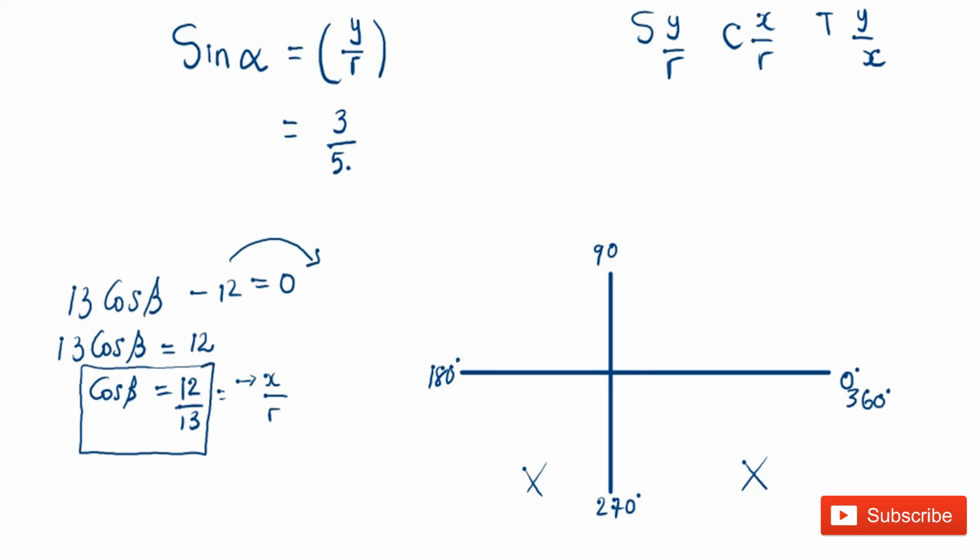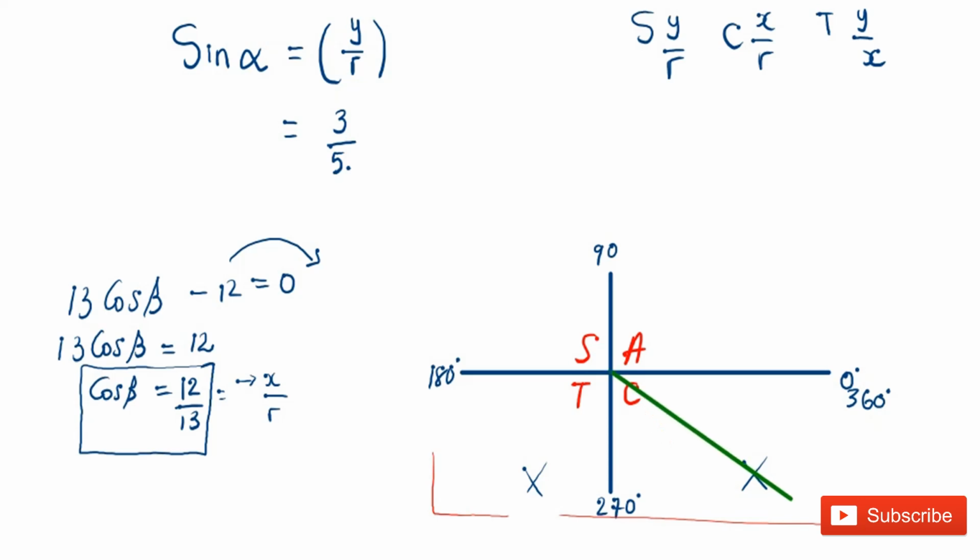So where is our cos ratio positive, right? All students take care in the fourth quadrant, right? Because we're told to focus particularly on the second and the third quadrant, because we're told that from 180 to 360, right? And focusing on those two quadrants, we know that cos is positive in the fourth quadrant.